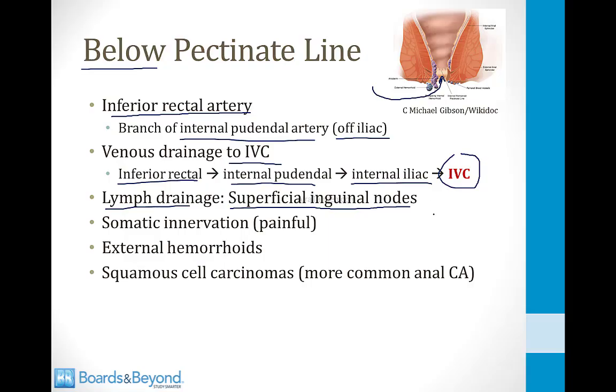So you can palpate lymph nodes in the groin in patients who have problems occurring below the pectinate line in the anal canal. There is somatic innervation to this area of the anal canal, so hemorrhoids that occur here are painful, and we call hemorrhoids below the pectinate line external hemorrhoids, and those are painful hemorrhoids. And then finally, when patients develop anal cancer in this portion of the anal canal, it is a squamous cell carcinoma, and this is the more common form of anal cancer.